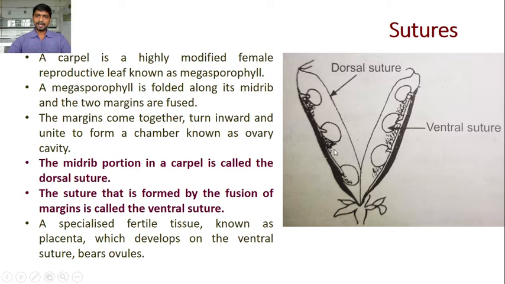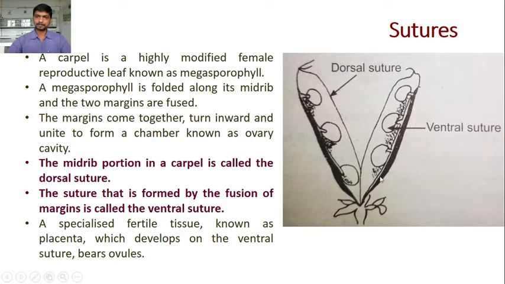Here my intention is that the midrib portion in a carpel is called the dorsal suture. This is the dorsal suture, and the side on which the placenta has been developed, on which the ovule is developed, and after fertilization the seeds are formed, is called the ventral suture. The suture that is formed by the fusion of margins is called the ventral suture. These margins that have been fused together form the ventral suture. So this portion we also call a ventral suture.